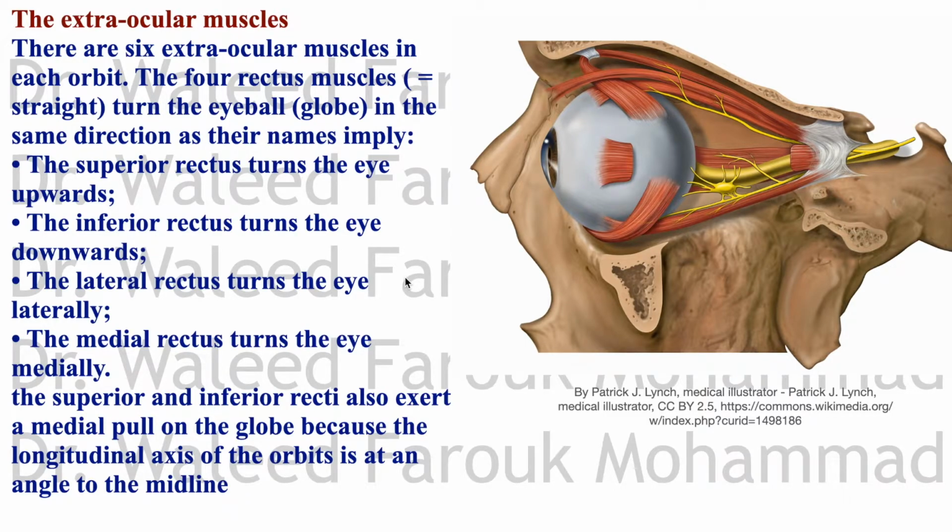Anyway, the superior and inferior recti move the eye according to their names. The superior rectus turns the eye upwards, the inferior rectus downwards. The lateral brings the eye lateral, and the medial brings the eye medial. The superior and inferior obliques, however, exert actions opposite to their names. The superior oblique brings the eye down and lateral, and the inferior oblique brings the eye up and lateral.